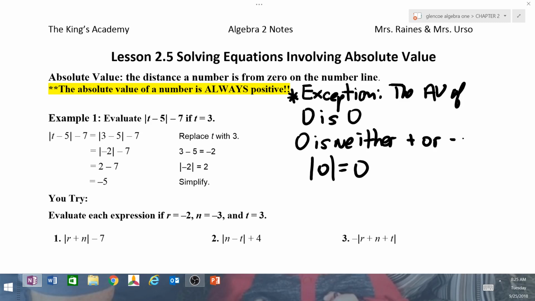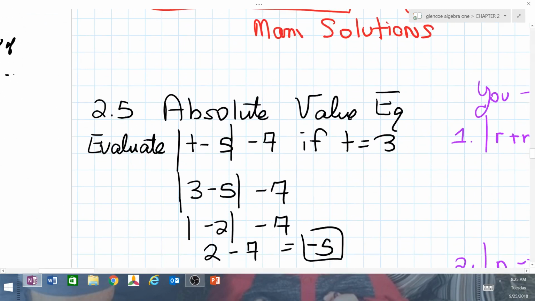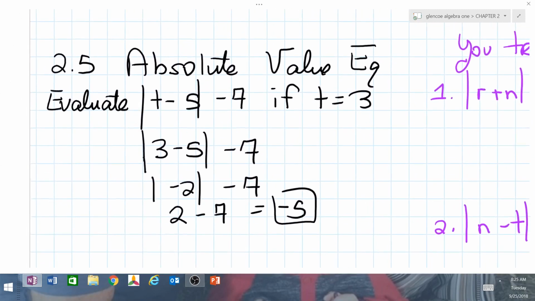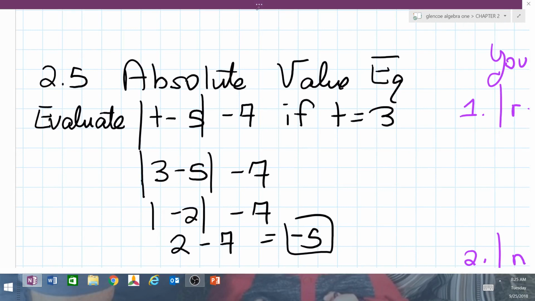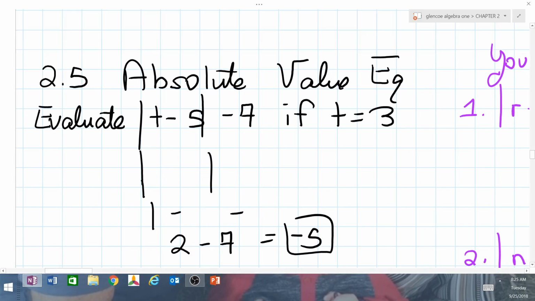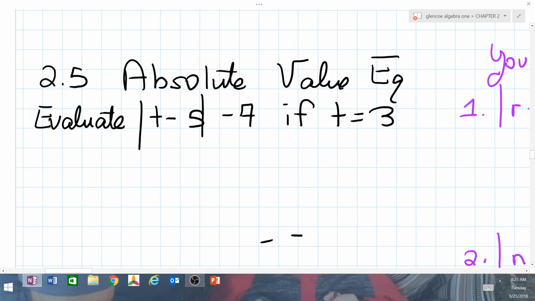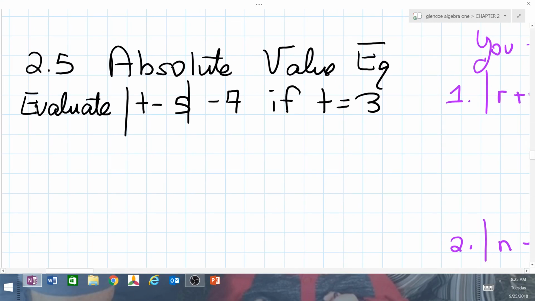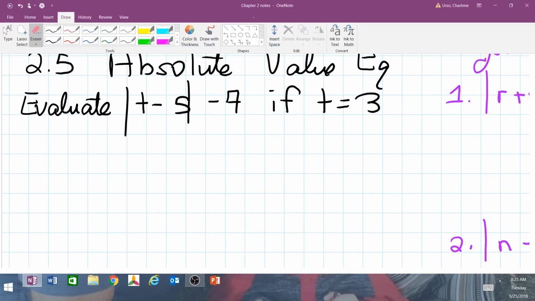So in your notes, you are on page 8. I am doing example 1. That is in your notes. I will later follow that up with example 2, but give you all an opportunity to try as well. Okay, example number 1: the absolute value of t minus 5, minus 7, if t equals 3.